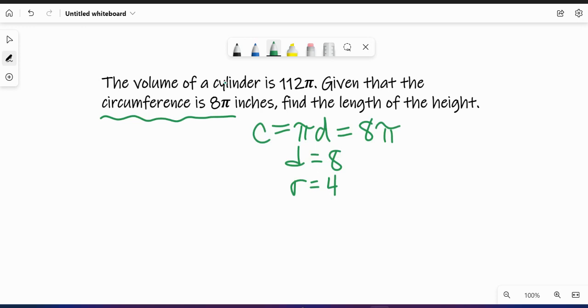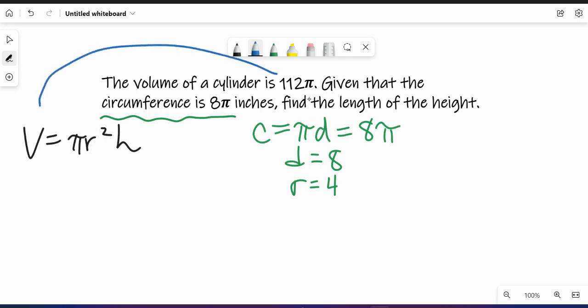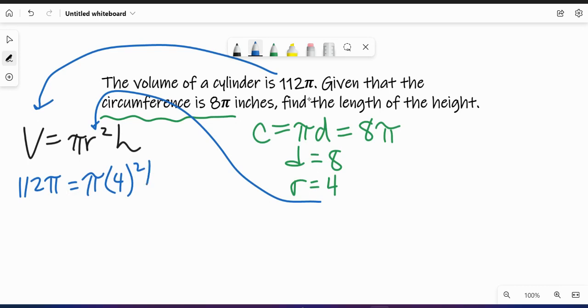Now volume of a cylinder. We're back to cylinder, so pi r squared h. 112 is going in for the volume. 4 is going in for the radius, so be careful. So we have 112 pi equals pi times 4 squared h. I'm going to write the pi over here. 4 squared is 16.